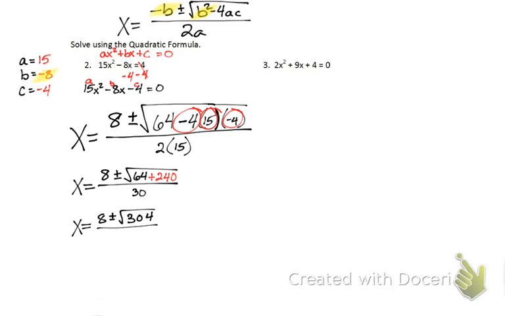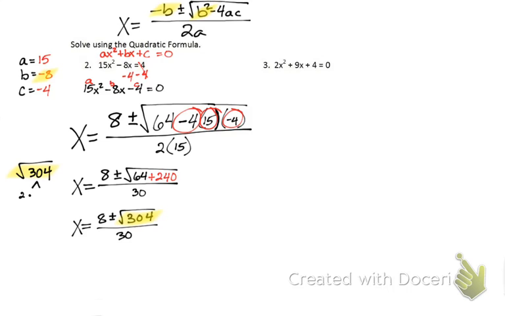So we now have 8 plus or minus the square root of 304 all over 30. Now, this is where what we've learned in the previous sections comes into play, because you're not going to leave the square root of 304 like it is. You are going to simplify the square root of 304. Now, this might take a little bit of time because of how large it is, but I'm just going to use my factor tree method.